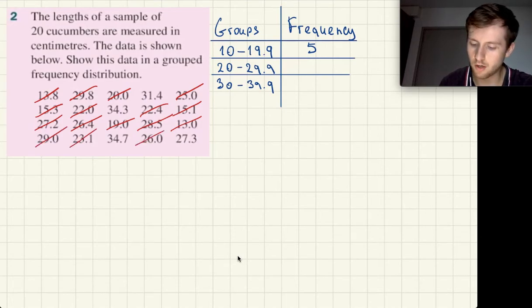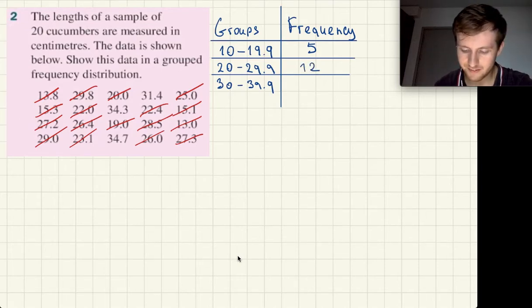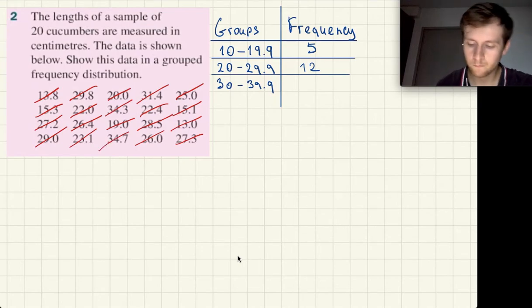That's a lot, right? So 11 here. I skipped one. Look at this. I skipped one number, which is 27.3. So actually that's 12. So 5, 12, and then from 30 to 39 we have 3 numbers. 1, 2, 3. We have 3 numbers in here.